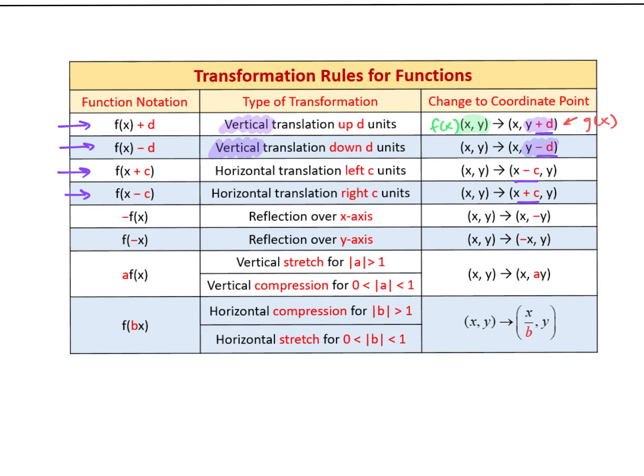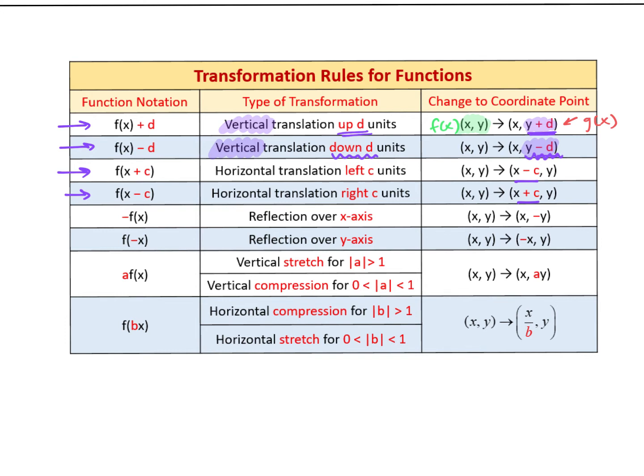Just like with identifying these transformations, what we expect to happen is going to be the result. So if I'm moving my function up d units, that y coordinate is going to add d units. So if my function is moving up 3 units, I'm going to add 3 to the y value. If my function is moving down, I'm going to subtract that number of units from the y coordinate.